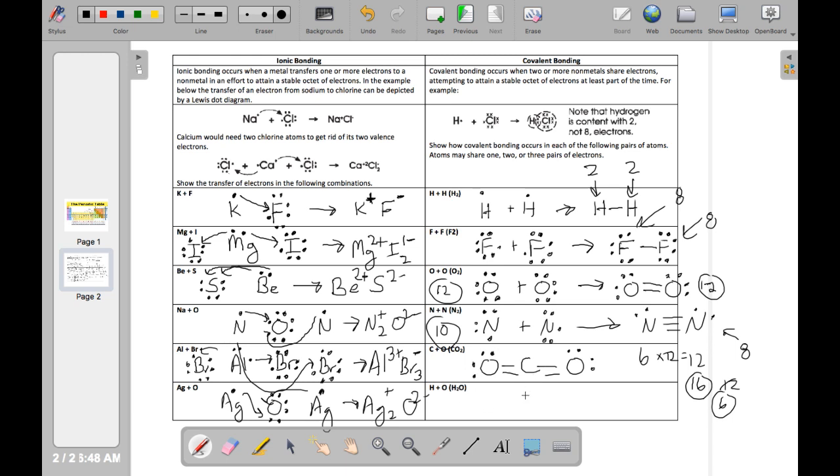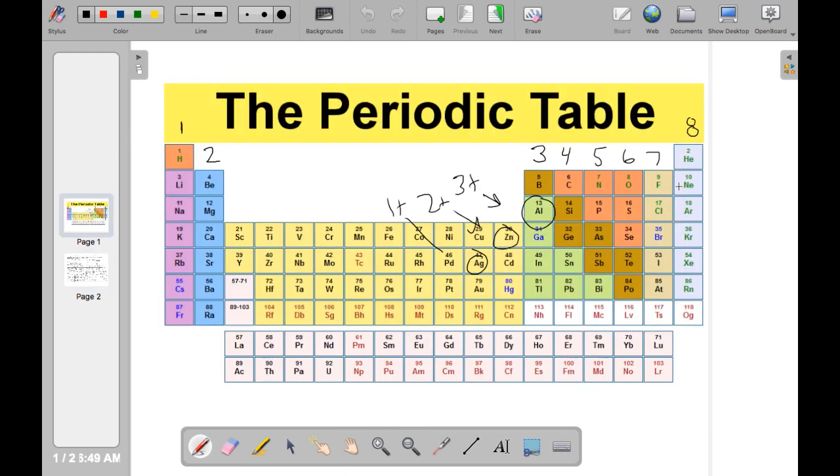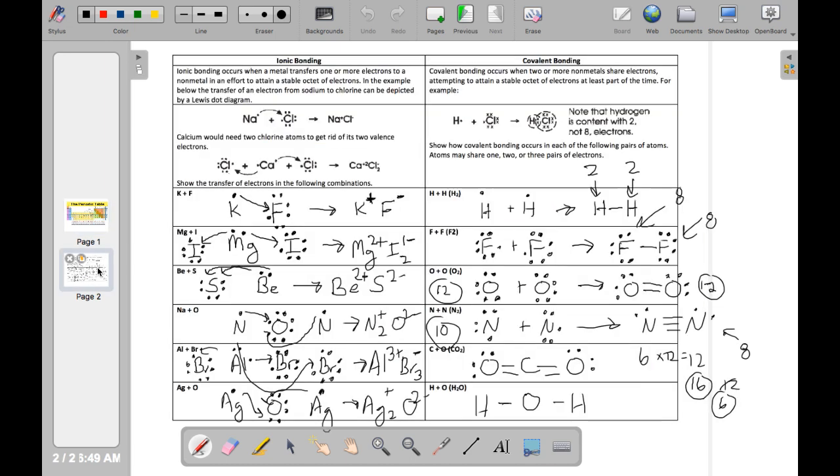H2O. Well, we're going to have this oxygen and probably these hydrogens. Here's the interesting thing about this. Hydrogen only has 2 valence electrons. It cannot have more. Because if we look at this period, everything up here only has a maximum of 2 in its outer energy level. So this hydrogen is already happy. It has 1, 2. This hydrogen's happy. It has 1, 2. But this oxygen is not.